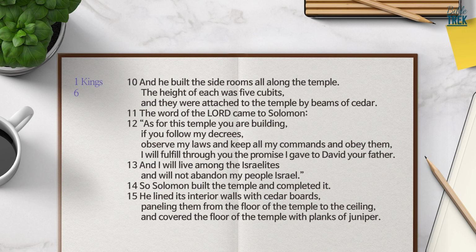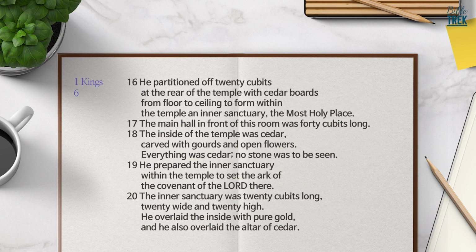So Solomon built the temple and completed it. He lined its interior walls with cedar boards, paneling them from the floor of the temple to the ceiling, and covered the floor of the temple with planks of juniper. He partitioned off 20 cubits at the rear of the temple with cedar boards from floor to ceiling, to form within the temple an inner sanctuary, the most holy place.